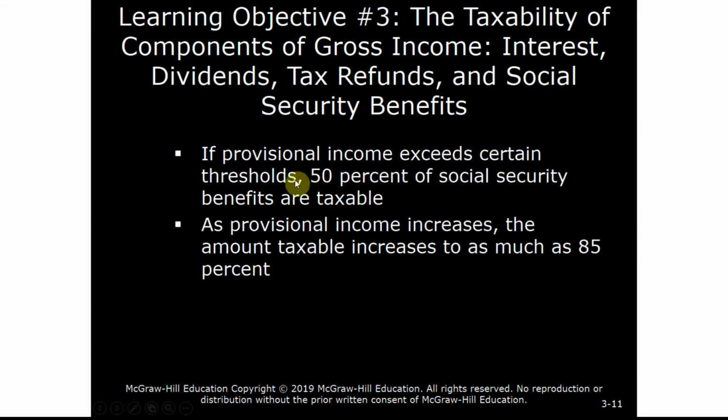And then if this provisional income threshold that we just calculated exceeds certain levels depending upon our filing status, then up to 50% or up to 85% of those Social Security benefits may be taxable. In the next video, we'll continue our conversation about Chapter 3.